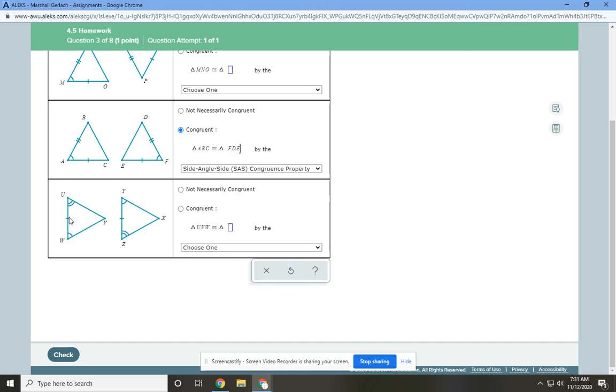The last one, we see that the side is in between my 2 angles. So it would be angle, side, angle. Again, we're going to go from U, which is 2, to 3, to 1. So we're going to go 2, to 3, to 1. Z to X to Y.